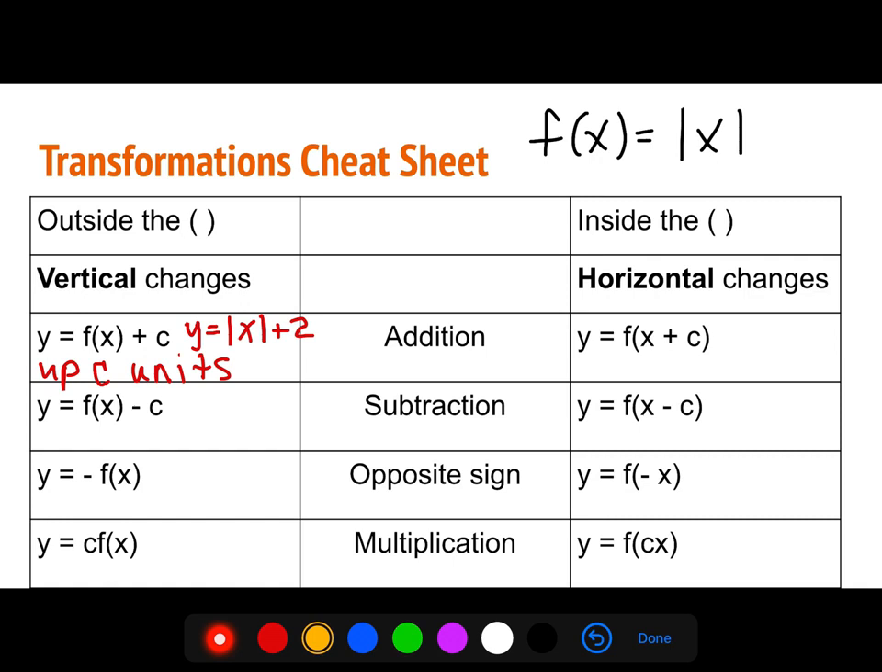Now right underneath it, I have f of x minus c. That's like I had the absolute value of x minus a number, like say 3. If it's minus after the absolute value, that's going to move it down.